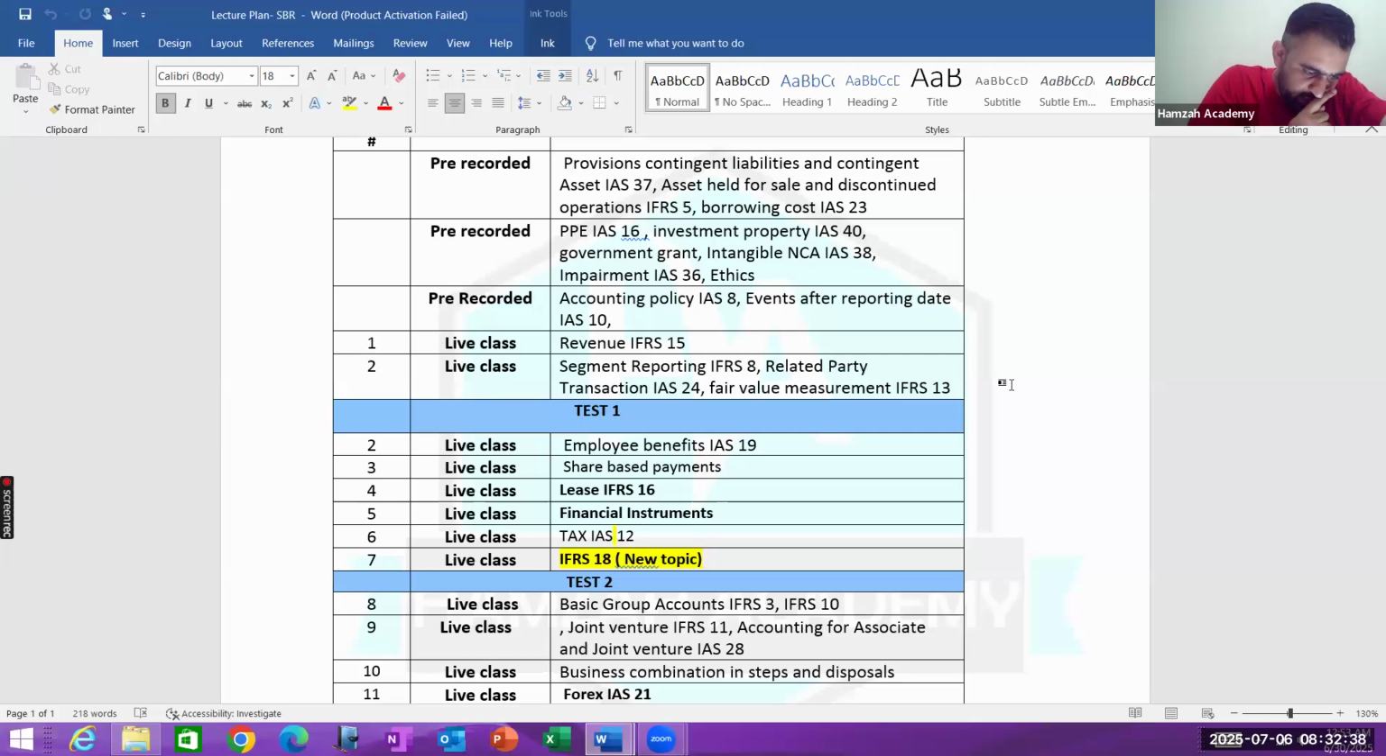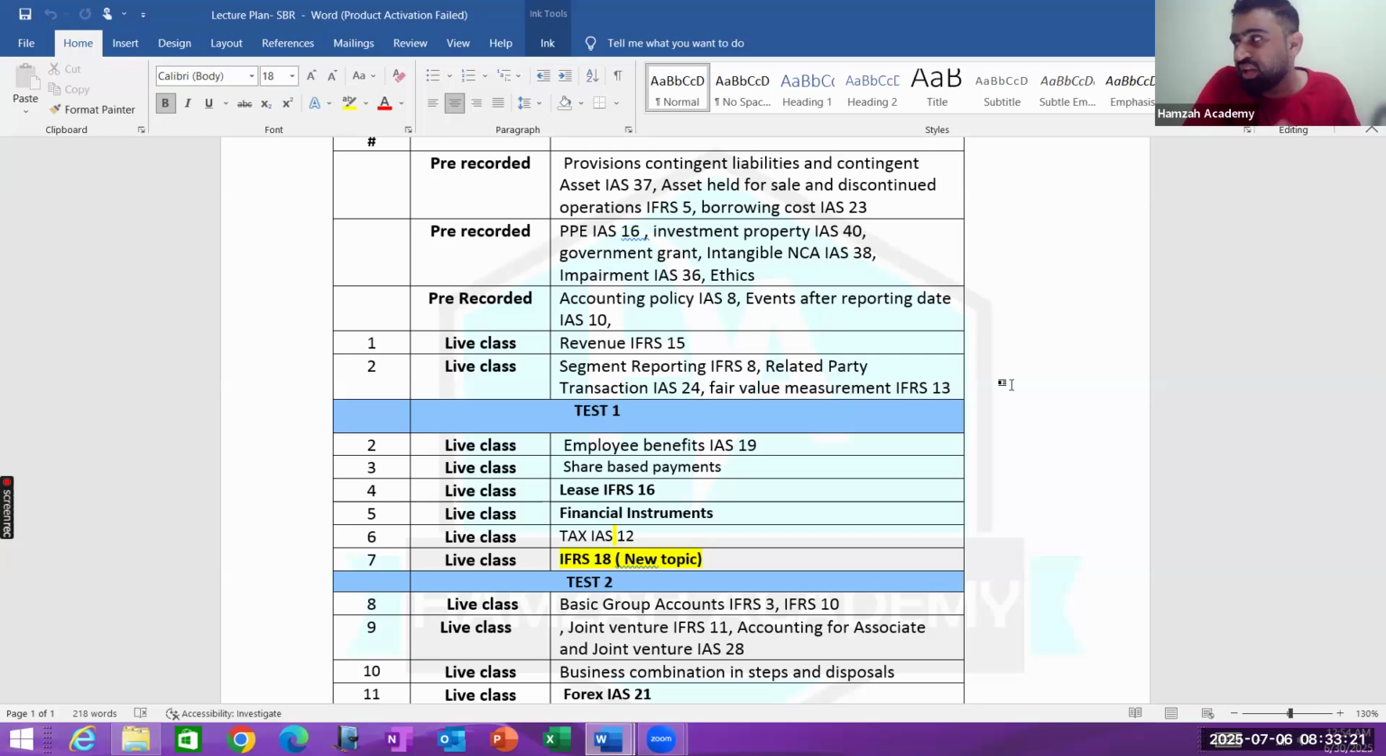Then next would be segment reporting, IFRS 8. IFRS 8 covers the issue of segment reporting. Now, what is a segment? Dear student, if I talk about Samsung, they prepare their financial statements, but they are involved in various product lines. They manufacture mobile phones, smart TVs, refrigerators, air conditioners, anything you name it.